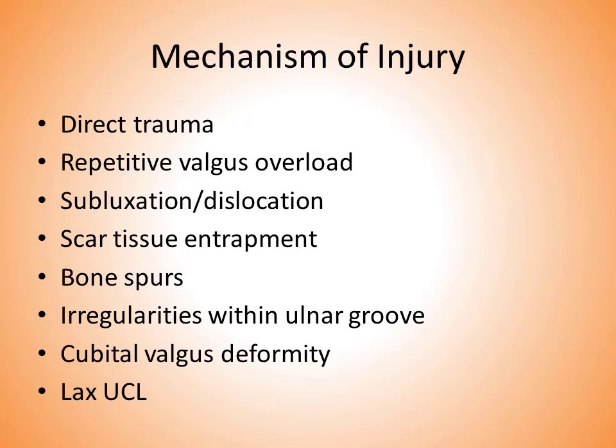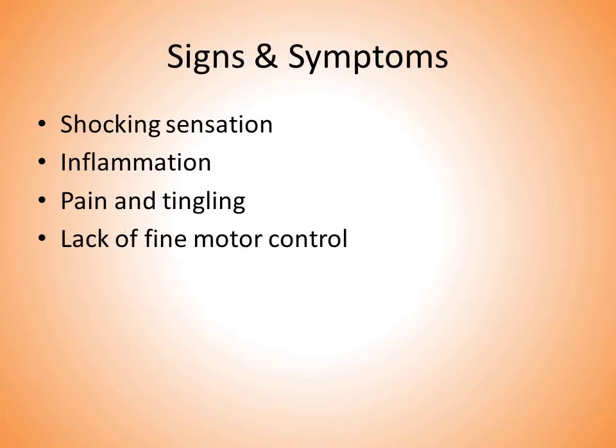Mechanism of injury for this syndrome includes direct trauma, a repetitive valgus overload, usually in overhead athletes, a subluxation or dislocation of the ulnar nerve due to disruption of that triangular arcuate ligament, a subluxation or dislocation of the elbow joint itself, scar tissue entrapment in the cubital tunnel, bone spurs, irregularities within the ulnar groove, a cubital valgus deformity, or a lax UCL.